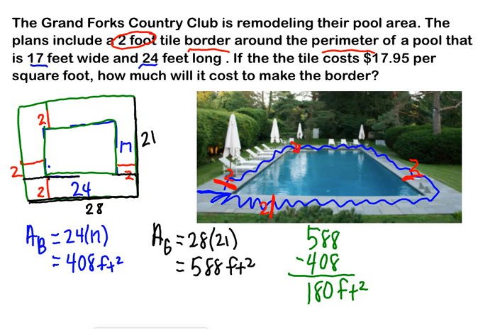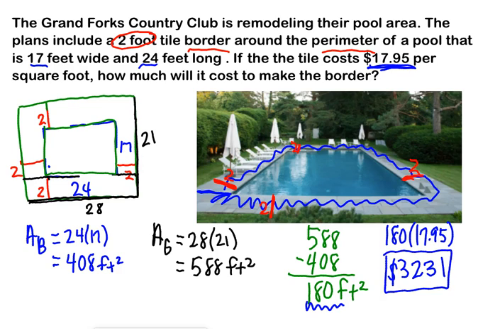But now, did we answer the question? We were asked, if the tile costs $17.95 per square foot, how much will it cost to make the border? So I hope you're thinking, I have to take my total square footage times the price to get the total. If I take 180 times 17.95, I'm going to get $3,231 to tile that border. Seems kind of expensive for not a very large pool, but what do I know, right?